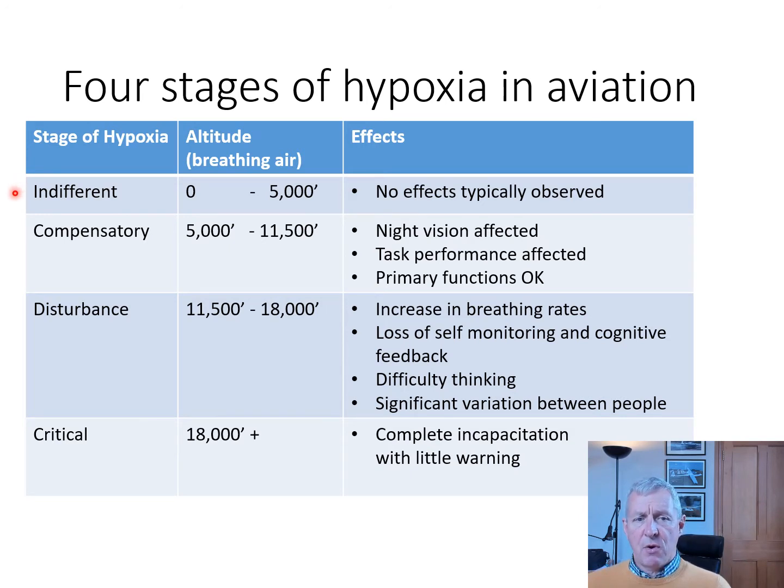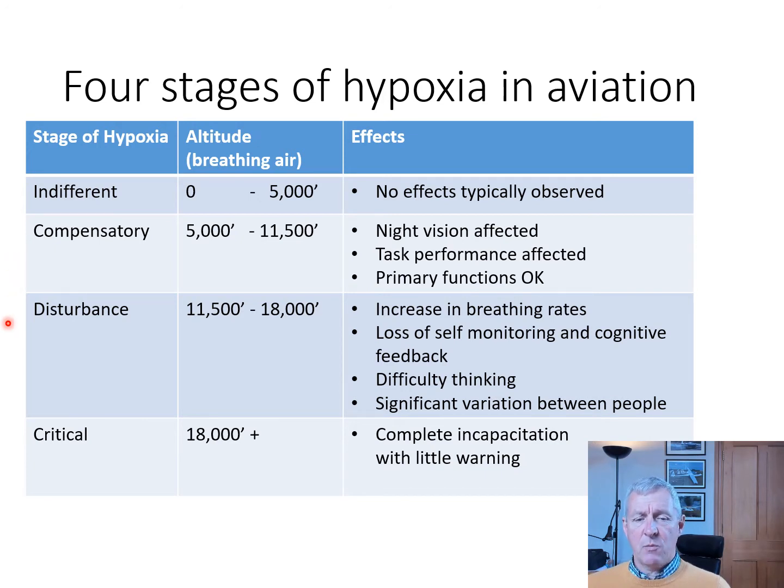There are 4 stages of hypoxia: indifferent, compensatory, disturbance, and critical. The first stage, indifferent, really between 0 and 5,000 feet, is a stage where there aren't any significant effects observed in most healthy people. Above 5,000 feet, though, we get to what's called the compensatory stage of hypoxia, and the effects start occurring. Night vision is affected, particularly new task performance is affected, so we can't do new things as well as we would expect to be able to, but most functions are okay.